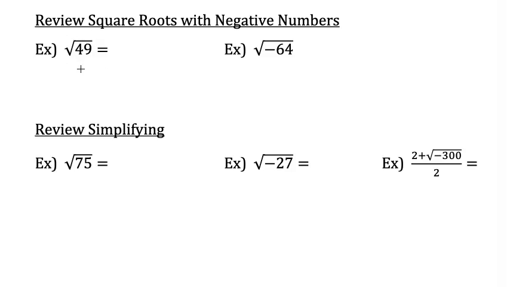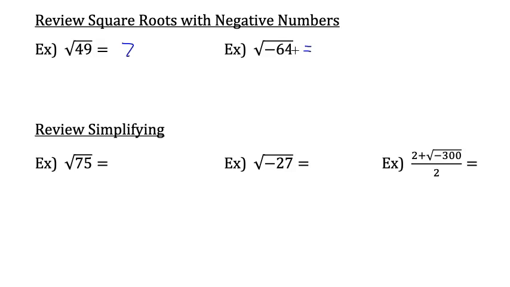In this first one, we have the square root of 49. It equals 7, because 7 times 7 equals 49. On the second one, we have a negative square root. And since a negative times a negative equals a positive, when we're using the real number system, there is no square root of negative 64. However, if we expand our universe to include the imaginary numbers, then we can proceed.